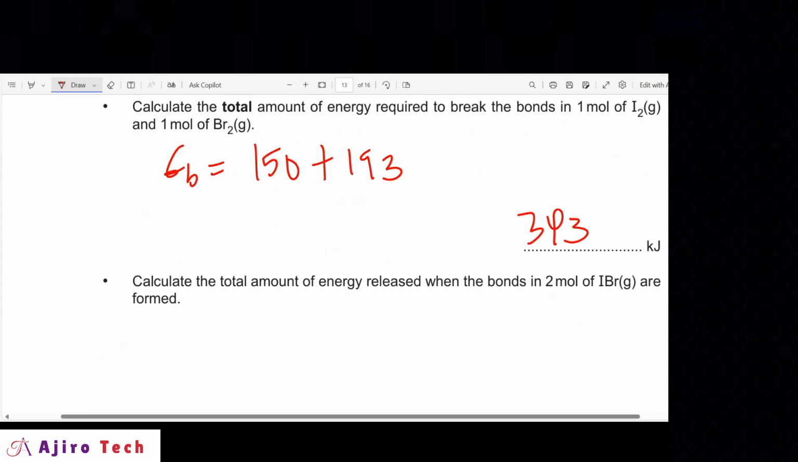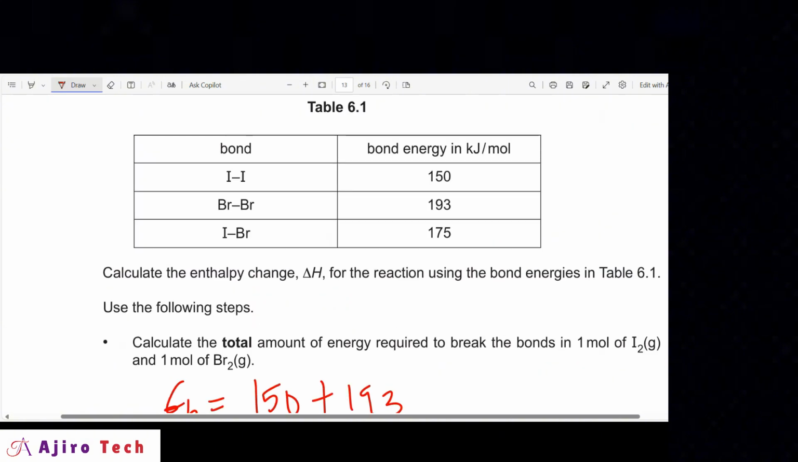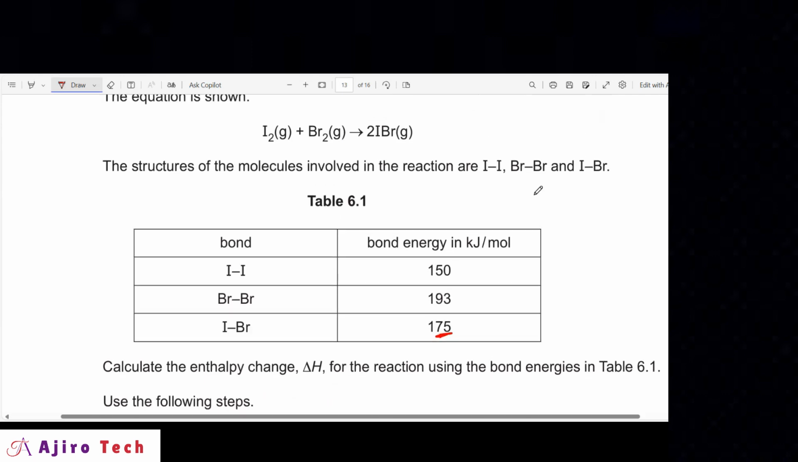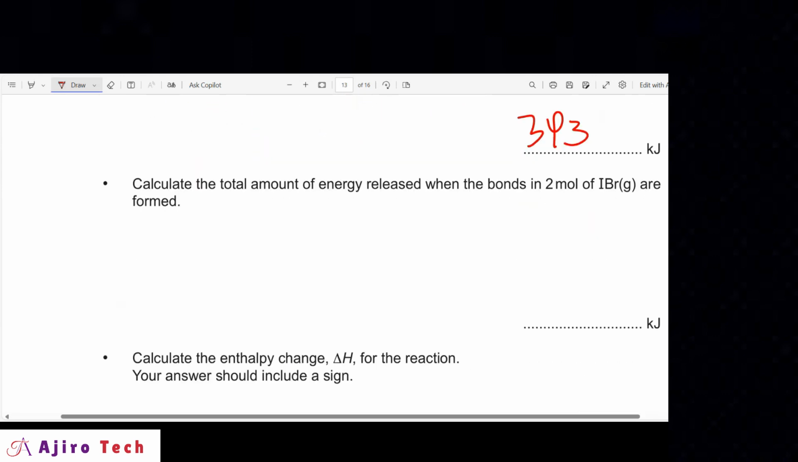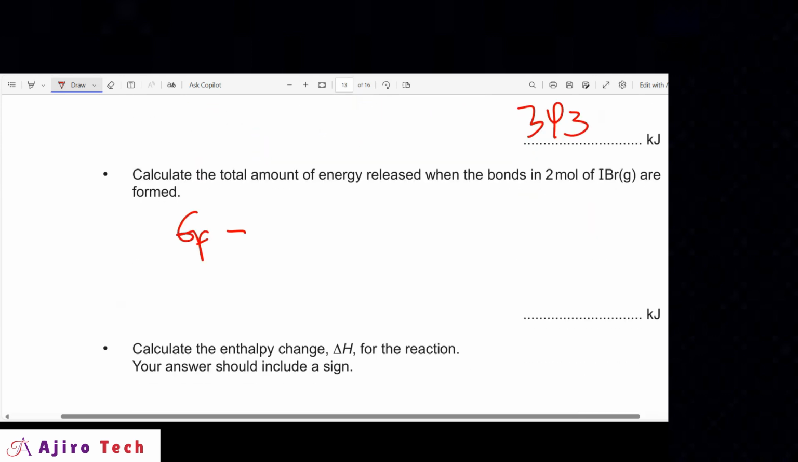Next: calculate the total amount of energy released when bonds in 2 moles of IBr are formed. So we go back to the table. 175 is for 1 mole. Since it's 2 moles of it, it's going to be 2 times 175. So EF, I'll call it the forming energy, 2 times 175 should give us 350 here.